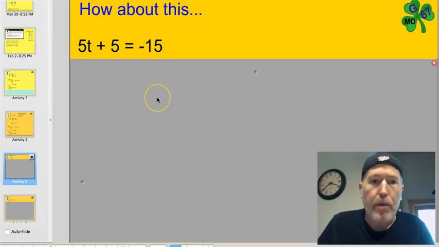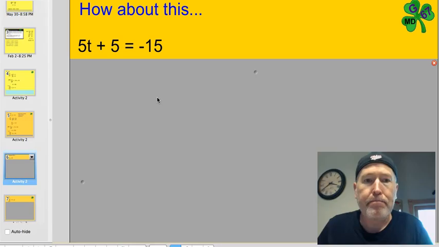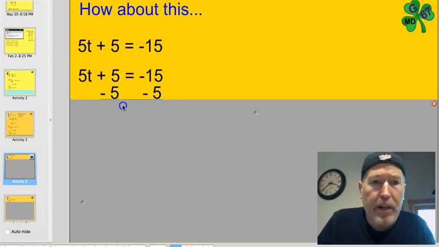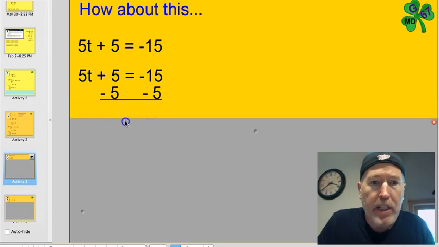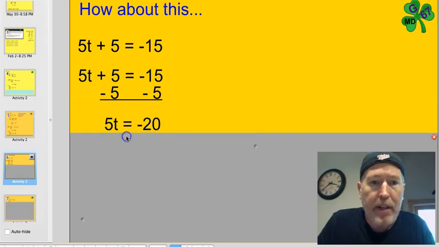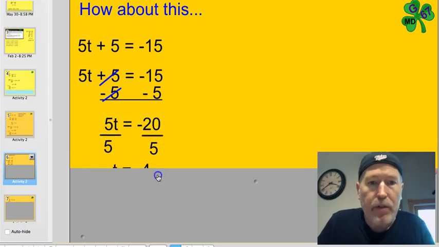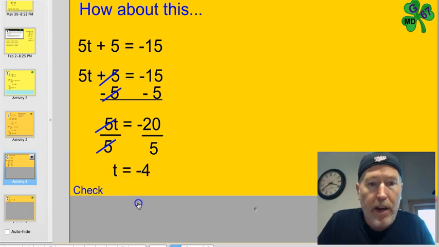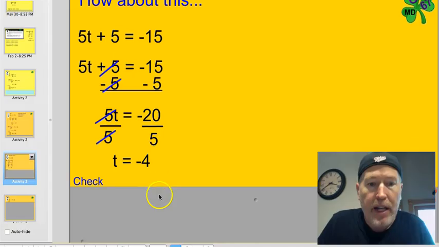All right, how about this problem? Go ahead and give it a shot. I'm back. All right, first step, we're going to have to get rid of 5 from both sides of the equation. So we're going to subtract 5, and what we're left with after these cross off is 5t equals a negative 20. And we're going to divide by 5. What we're left with there is t equals a negative 4. We have a negative 20 divided by 5, which is a negative 4.